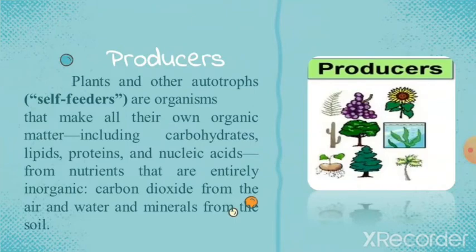So we have here the producers. Plants and other autotrophs, also known as self-feeders, are organisms that make all their own organic matter, including carbohydrates, lipids, proteins, and nucleic acids, from nutrients that are entirely inorganic: carbon dioxide from the air, and water and minerals from the soil. In other words, autotrophs make their own food, so they don't need to eat to gain energy to power their cellular processes.